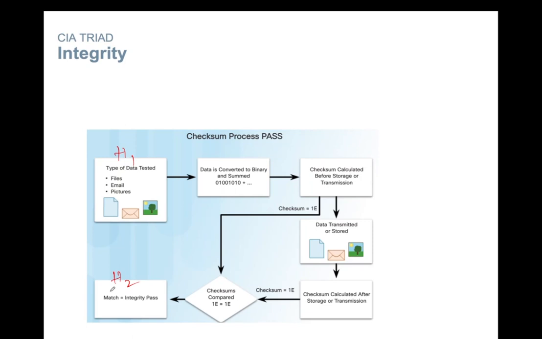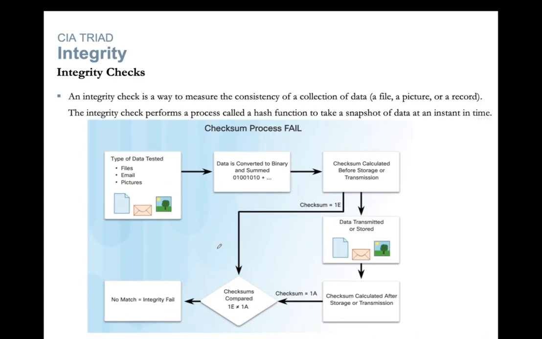To test the data integrity, a receiving system just repeats the process. If the two sums are equal, if the checksums are equal, then the data is valid. We say that the data integrity is passed. If they are not equal, if the checksum computed at the sender side and the checksum computed at the receiver side are not equal, then it is invalid. That means the data is altered. So that is the integrity check.